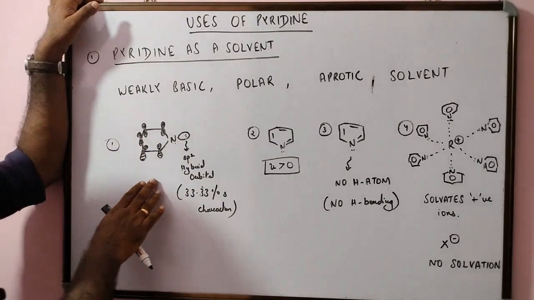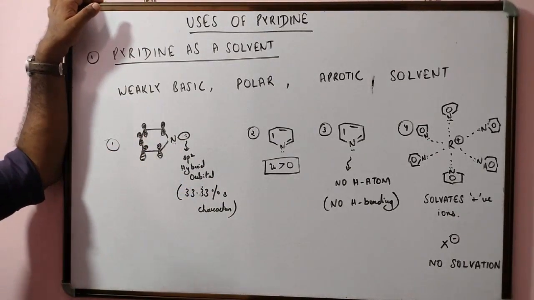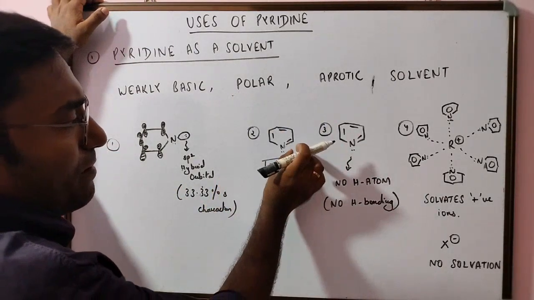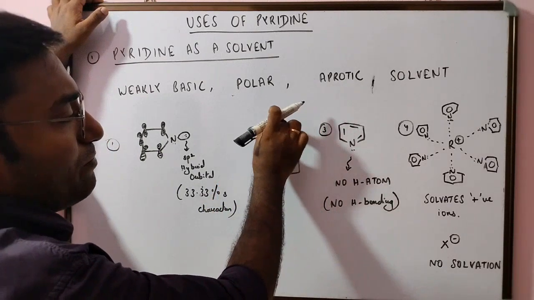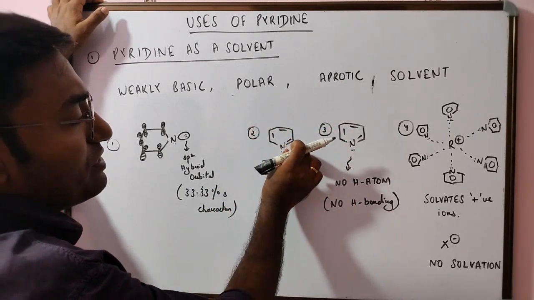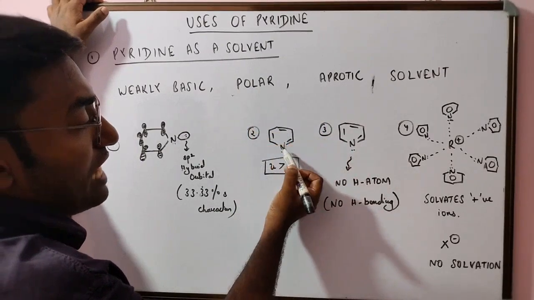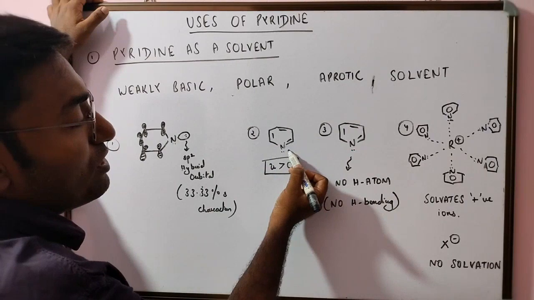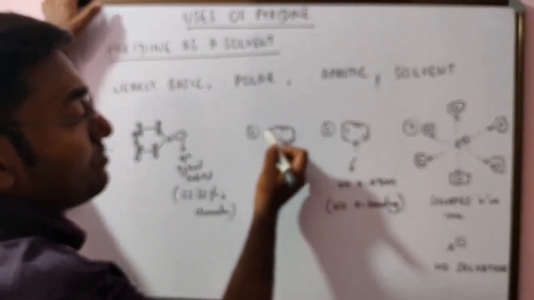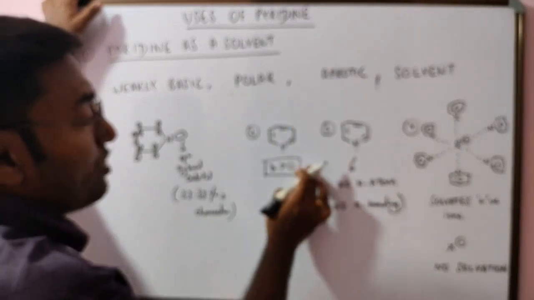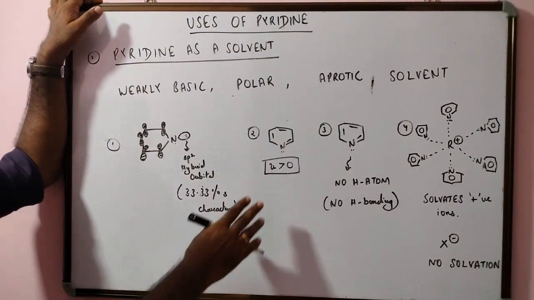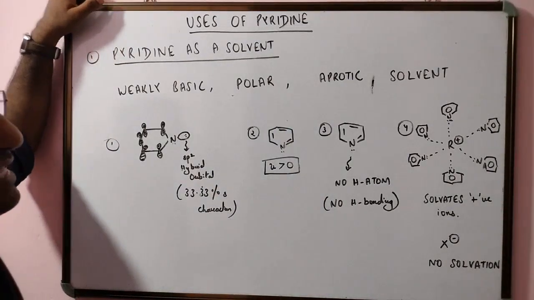It is weakly basic. Number 2, polar. Pyridine is a polar molecule. Pyridine has slightly polar bonds. This polarity is because of the difference of electronegativities of the atoms involved in the bond, which creates a slight polarity in each of the bonds of the pyridine ring, and overall the molecule of pyridine becomes slightly polar. The dipole moment here now becomes greater than 0.